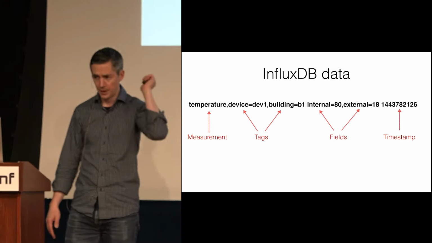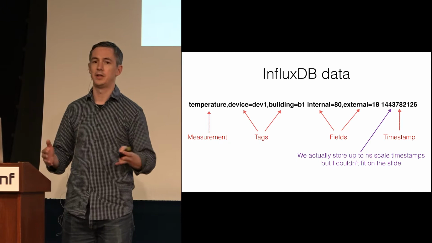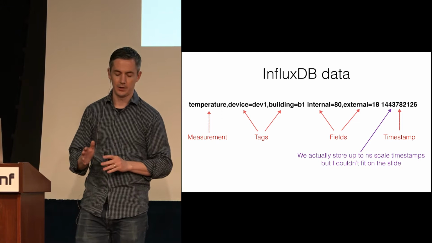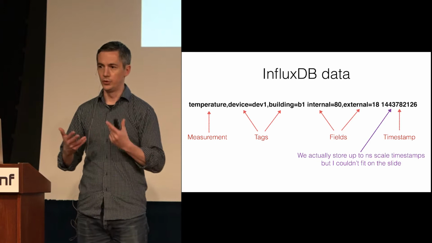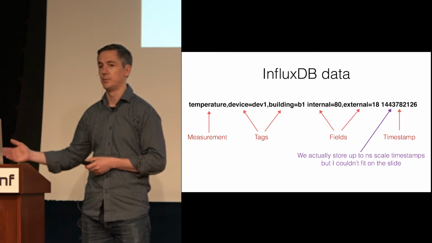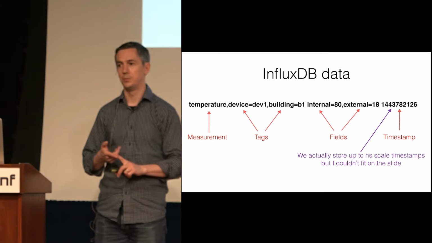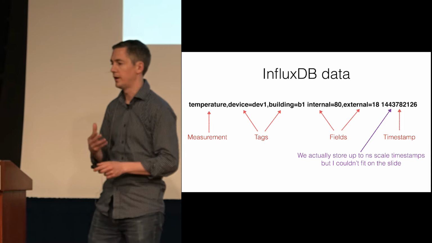That looks like a second precision epoch, but we actually store timestamps at the nanosecond scale. A lot of people have expressed surprise or shock that we support nanosecond scale timestamps, because you wouldn't think that you would need that. But we actually have a number of users and customers that use nanosecond scale timestamps. Think people in high frequency trading firms, or people doing scientific research in quantum computing environments. Those actually require nanosecond precision timestamps to track that data.